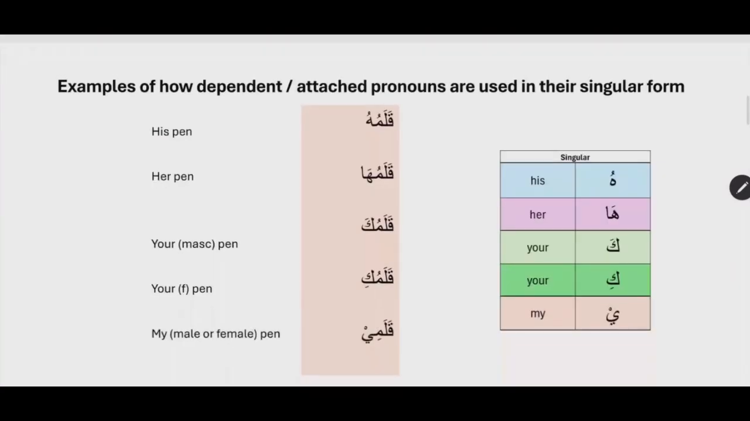Then you have, this is how it looks in practice. So this is how the pronouns look in the singular. Notice the hu coming in there, the ha, the ka, the ki, and the ee. And notice the singular vowel there. Right? I mean the single dhamma, not a double dhamma before you attach the pronoun.